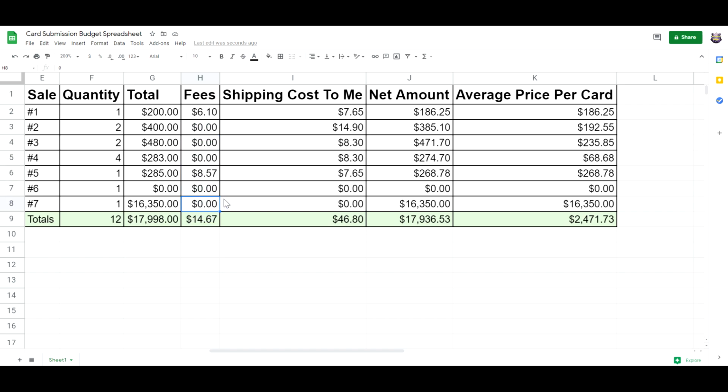There are other times where, hey, we did friends and family, or hey, we did a local pickup, or hey, we just did cash on hand. And in situations like that, the fee is 0. Shipping costs are any time that you're asked to ship something.